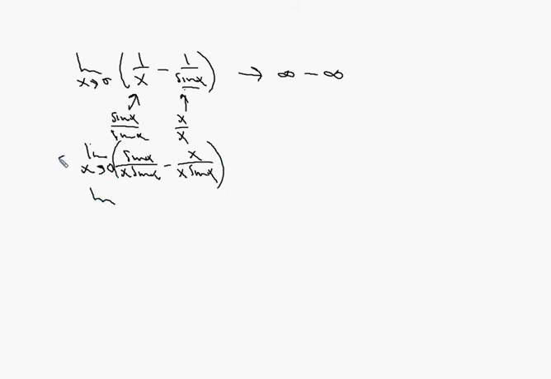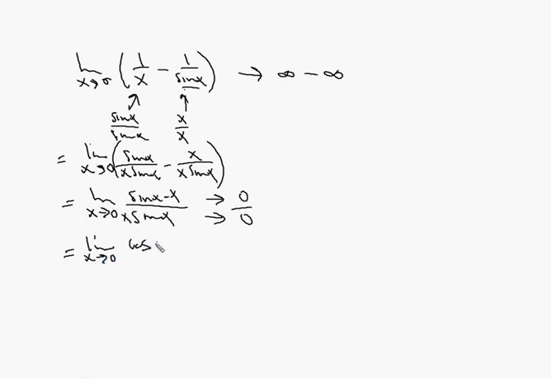We can combine these two fractions. So we get sine of x minus x over x sine of x. Now as x goes to 0, sine of x goes to 0 and x goes to 0. 0 minus 0 is 0. And x times sine of x is 0. So we get 0 over 0. Now we can take the derivative. The derivative of sine is cosine, so we get cosine of x minus 1, because the derivative of x is 1.